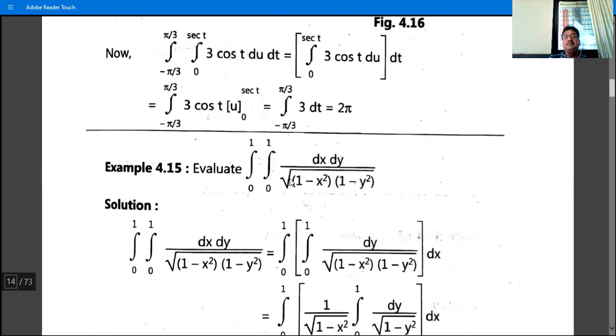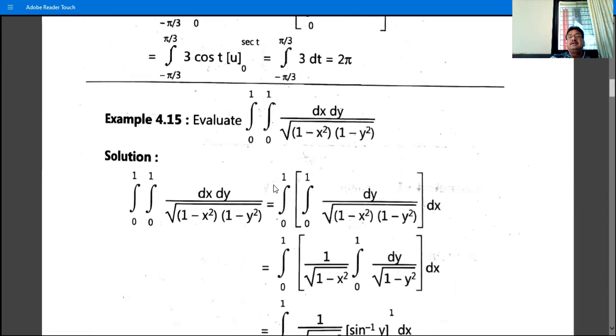So a similar problem: evaluate this double integration. We'll discuss these problems in the next lecture.